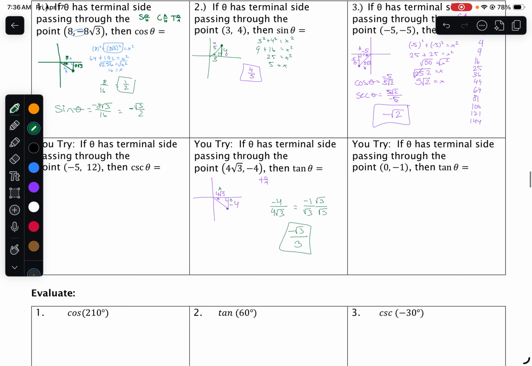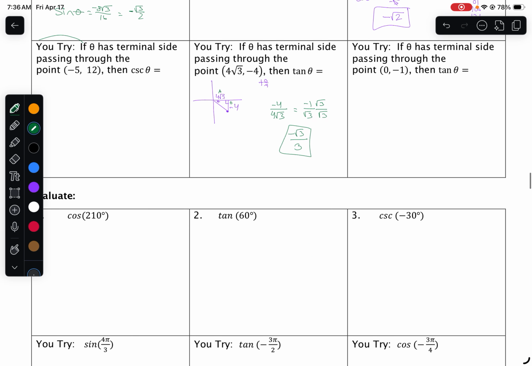So go ahead. Why don't you try this one and this one? I would like for you guys to give that a shot before the next class.